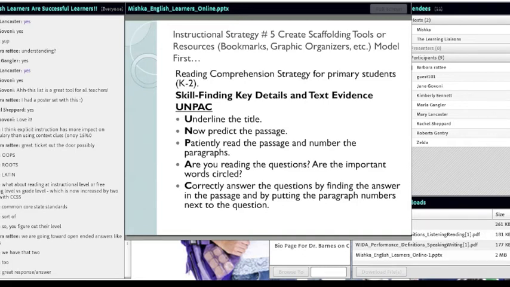So basically, in a nutshell, what you do first is you underline the title, then you predict the passage. Then you allow the students to read the passage and number the paragraphs. Then they have to read the questions and circle the important words in the questions or in the passage, and then you have to go back and find the answer from the passage and put the paragraph number next to the question. Does everyone understand that? I know it's a little confusing.